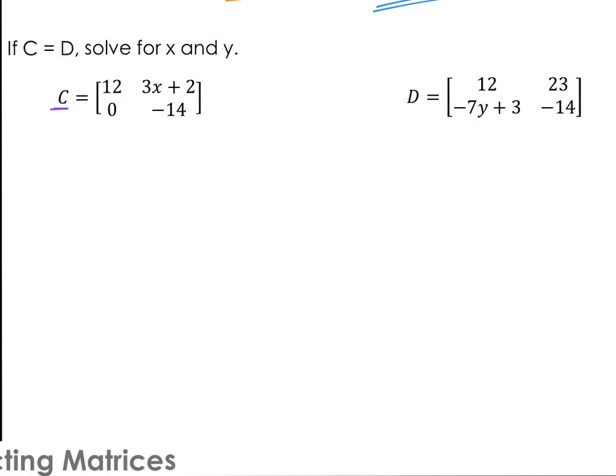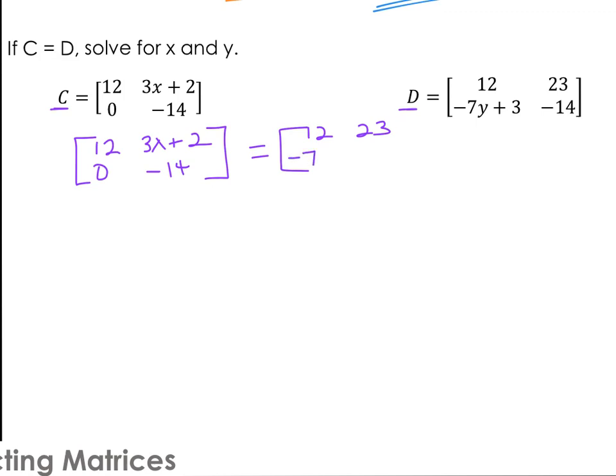Well, if C and D are equal to each other, we know that the matrix 12 and then 3x plus 2, and then in the second row 0 and negative 7y plus 3, all the elements in that matrix have to be equal to 12 and 23, 0 and negative 14 in the other matrix. Now, if we look at each individual element, we've got row 1, column 1, 12 and 12. So those both already match, matching elements.